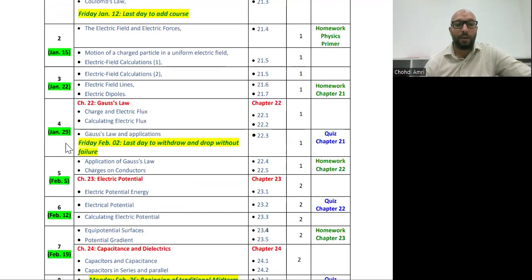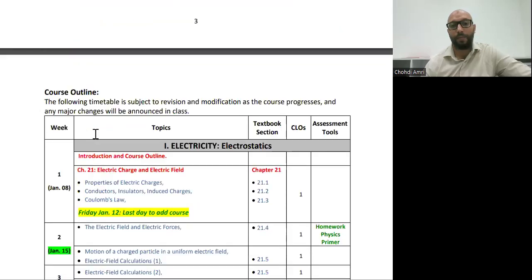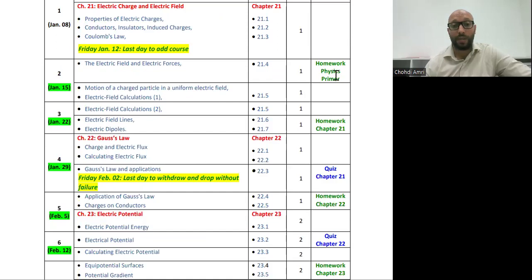We try to set for you a schedule for this course. Our semester is composed of 16 weeks plus the final exam. So you see here that your first homework will be assigned during the 2nd week.